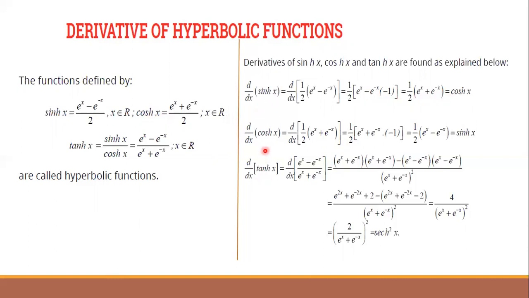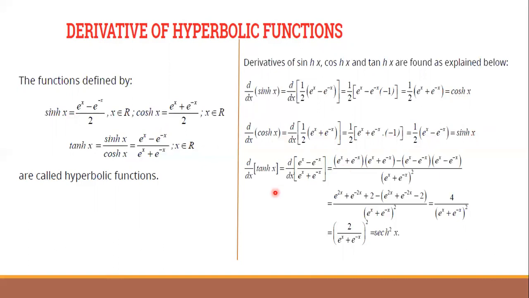Now, derivative of cos hyperbolic x. The value of cos hyperbolic x is e raised to power x plus e raised to power minus x over 2. Applying the derivative, e raised to power x is e raised to power x, plus the derivative of e raised to power minus x is e raised to power minus x into minus 1. This plus into minus is minus, and the answer is e raised to power x minus e raised to power minus x over 2, which is the value of sine hyperbolic x. So derivative of sine hyperbolic is cos hyperbolic, and derivative of cos hyperbolic is sine hyperbolic x.